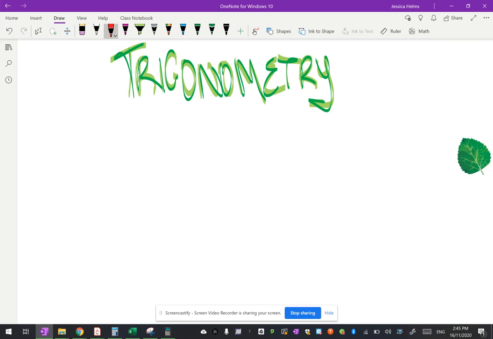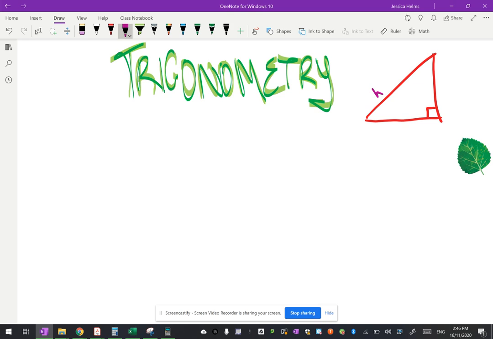So this is for trigonometry, and hopefully you already have a good idea about what trigonometry is talking about. With trigonometry we need to have an angle and a side, and we can figure out everything that we need to know in a right angled triangle. So first of all, let's make sure that we understand the labeling of the triangle.